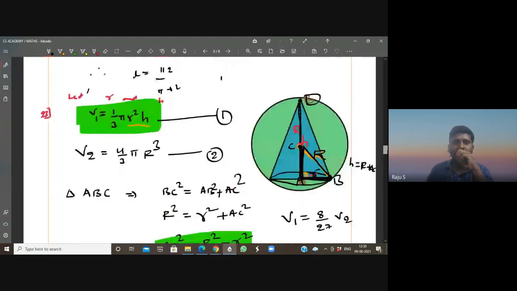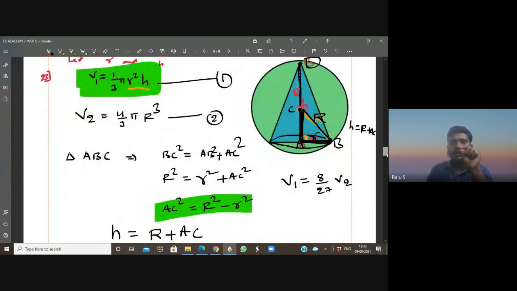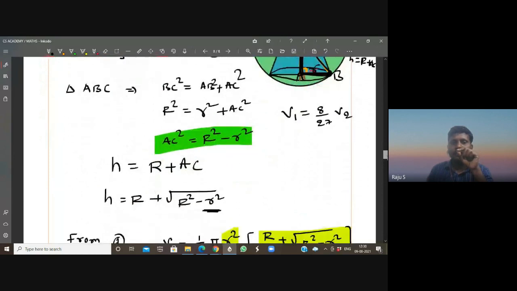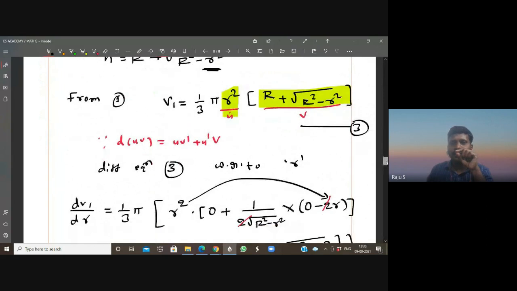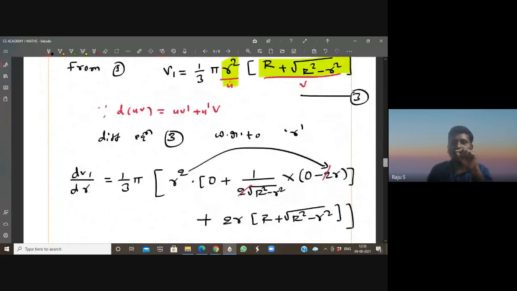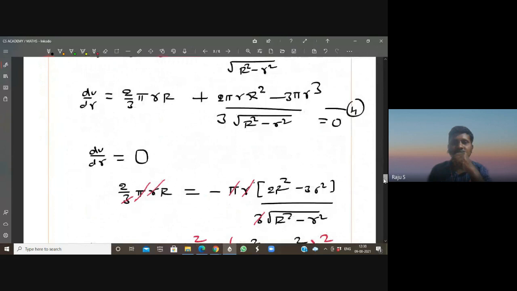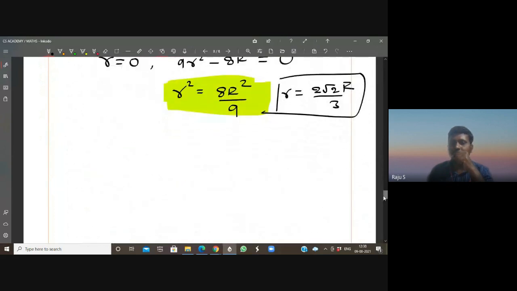This value I substituted in V1 because we have to prove that the volume of the cone is the greatest volume. So for that, I changed it to a single variable in terms of small r. Now I have to differentiate with respect to small r by using the UV rule. After finding the first derivative, I equate it to 0. So when I equate to 0, we got the critical point. The critical point is 2 root 2 capital R by 3. This is the critical point.